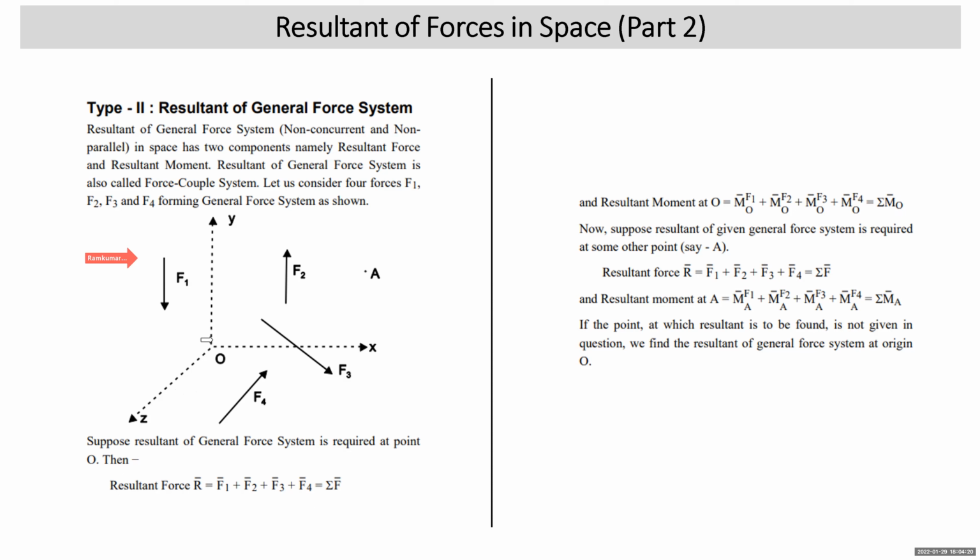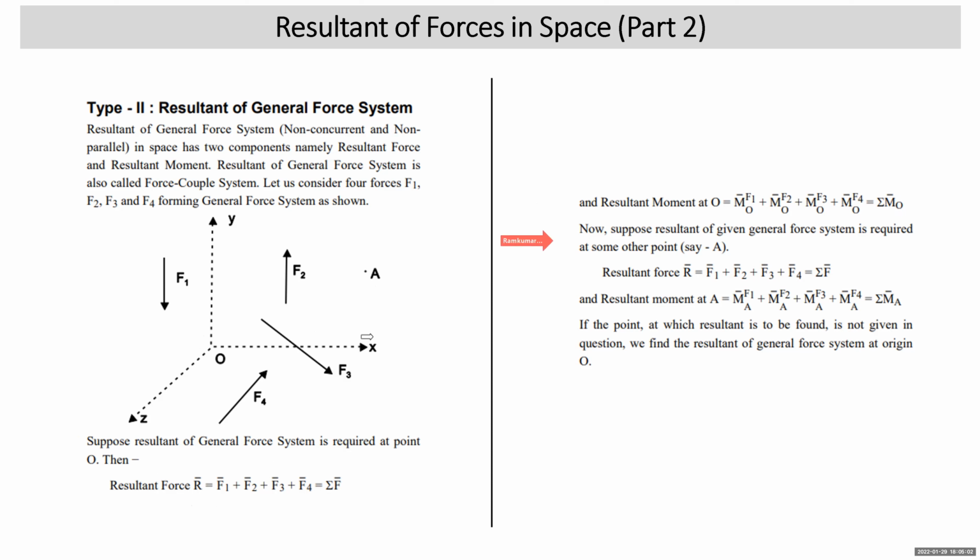If they don't give anything, we find the resultant force and resultant moment at origin O. Or else, if they have mentioned the point where the resultant is required, we find the resultant at that point. For example, suppose the resultant of general force system is required at point O. So resultant force will be F1 bar plus F2 bar plus F3 bar plus F4 bar, or summation F bar. Resultant moment at O will be moment of F1 about O plus moment of F2 about O plus moment of F3 about O plus moment of F4 about O. That means sigma MO, the algebraic sum of the moments of all forces about the point O. This will be the second part of the answer. So a resultant of general force system will have resultant force and resultant moment.